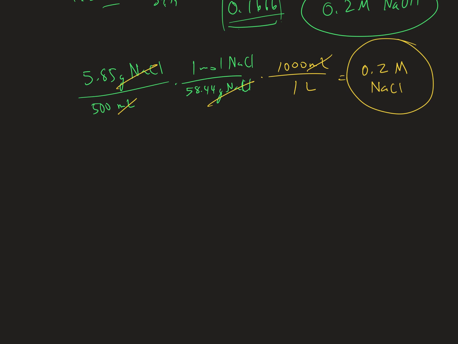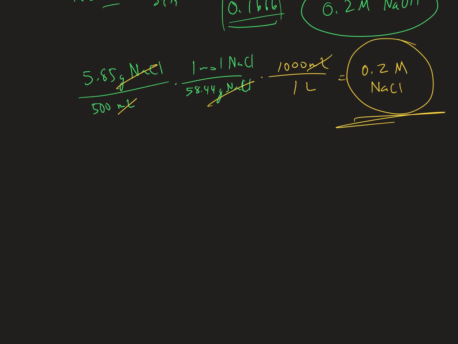So 5.85 divided by 500, multiply by 1,000, divided by 58.44. You multiply by 58. Yeah, it's 0.2. That's right. Exactly what I did. Yeah, you multiply by 58.44. That's how I got this. See? It's funny because I was going really fast. Easy to make a mistake. Be careful. Be careful. All right.